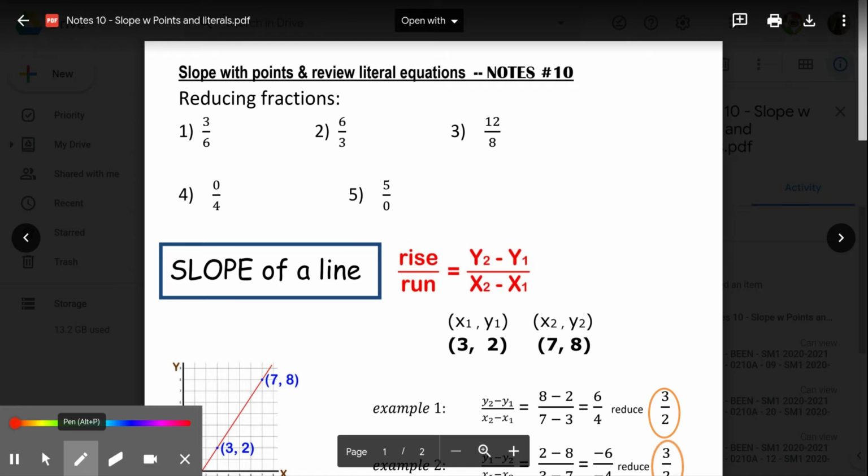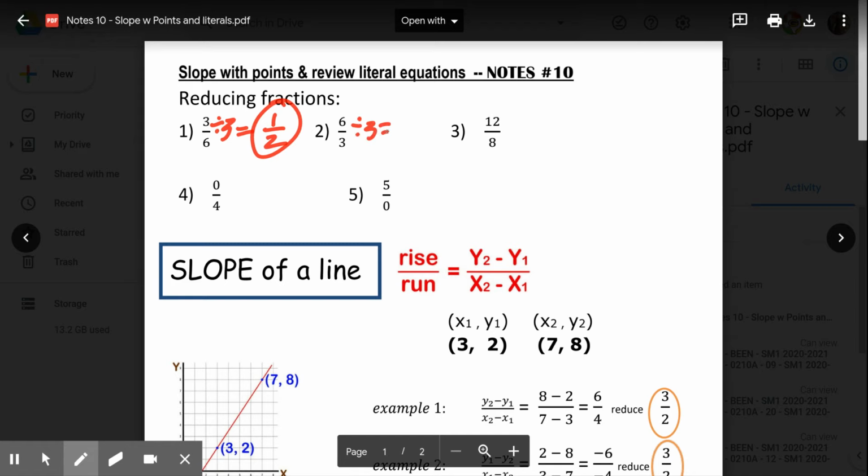We're going to reduce fractions first on this notes 10. So 3 divided by 6 is divisible by 3, both the numerator and the denominator. So 3 divided by 3 is 1, 6 divided by 3 is 2. On problem 2, 6 divided by 3 is still going to be divisible by 3, so 6 divided by 3 is 2. 3 divided by 3 is 1.